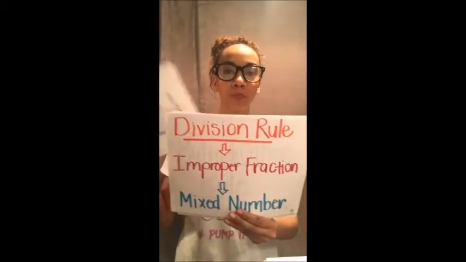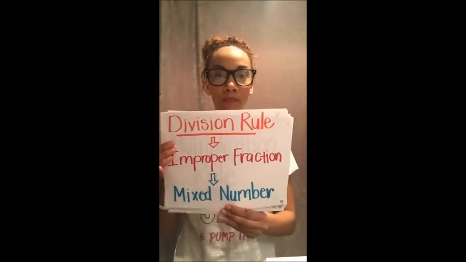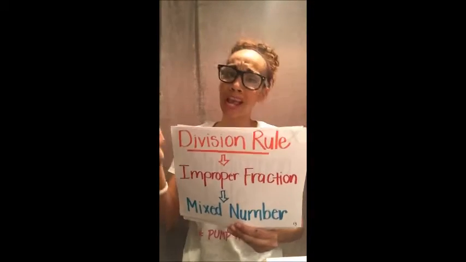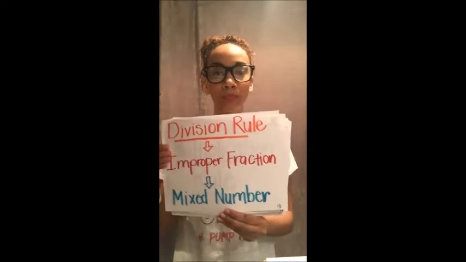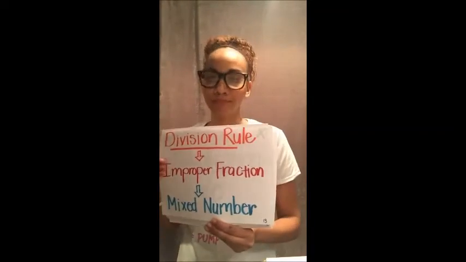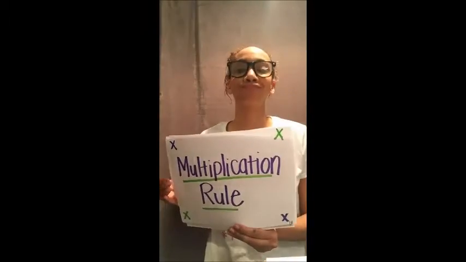You can use the division rule to rename any improper fraction as a mixed number. Don't believe me? Go ahead and try another. Now that we got the division rule, let's change it up, mix it up. Now we're going to multiply instead of divide.